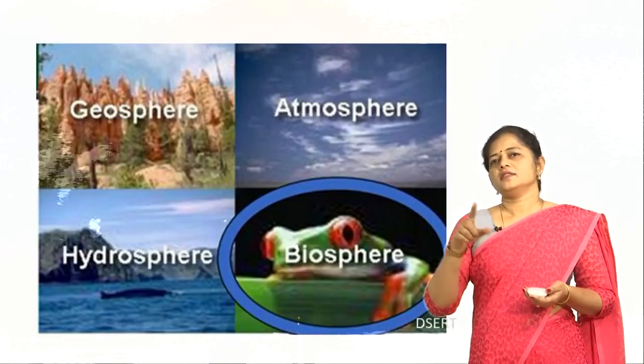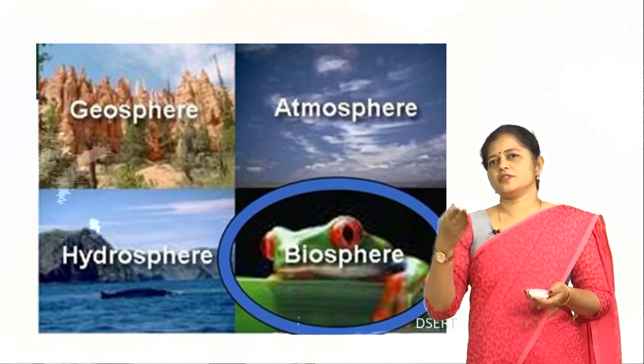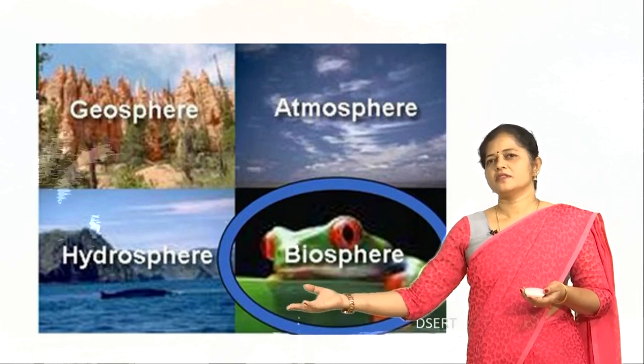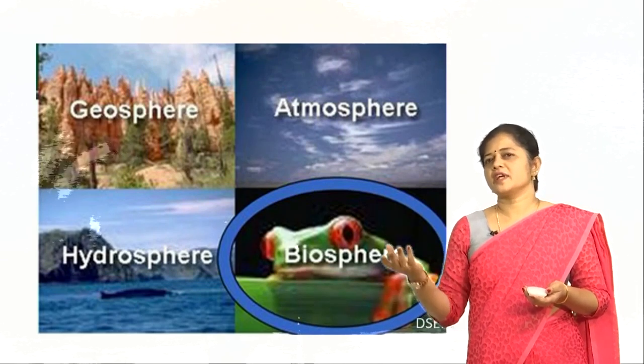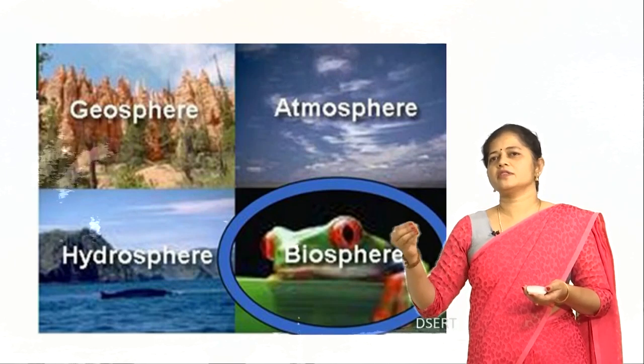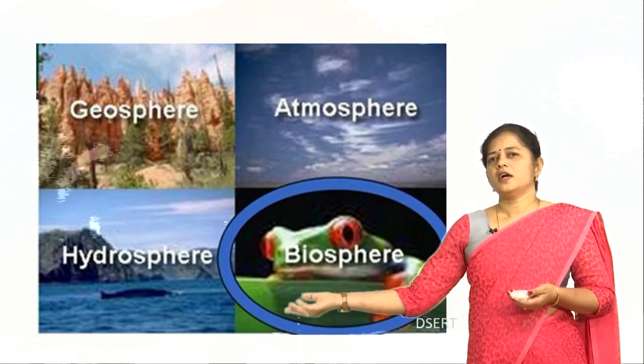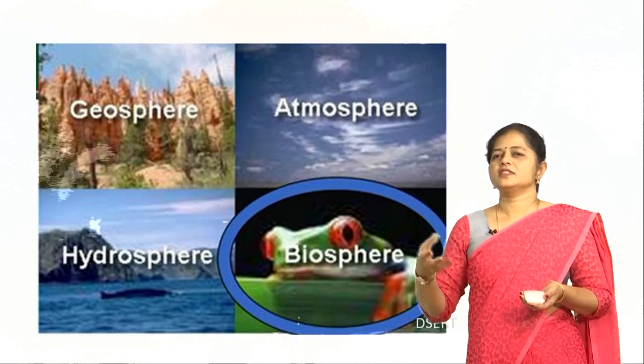So now these are the different spheres: the geosphere, the atmosphere, the biosphere, and the hydrosphere. So these are where you find the organisms. So wherever you find the organisms, either in the geosphere or the atmosphere or the hydrosphere, that part of the earth is called the biosphere.